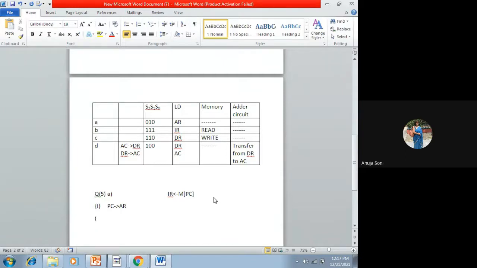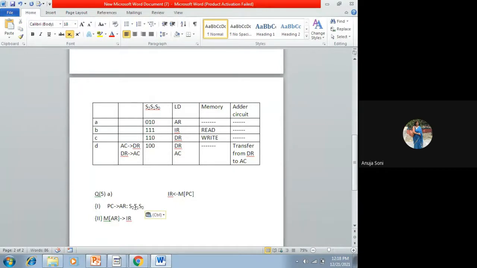What will be your next statement? Then from M of AR, data will be transferred to IR. And what will be the corresponding micro operations? In case of PC to AR, data has to be transferred. In the context of the diagram, the values of S0, S1, S2 need to be changed twice if you want to execute this entire statement. First of all, in the first step, what will happen?